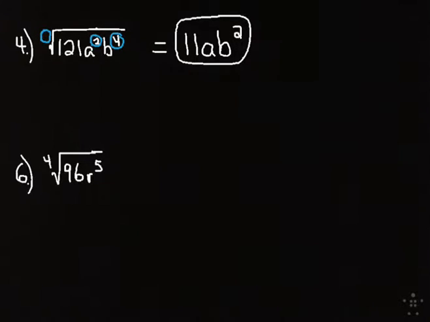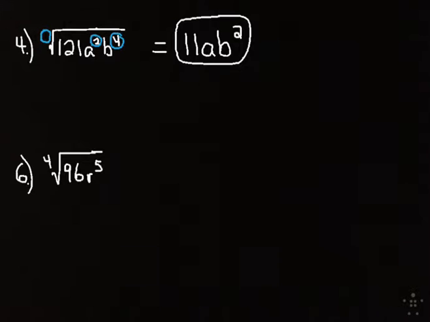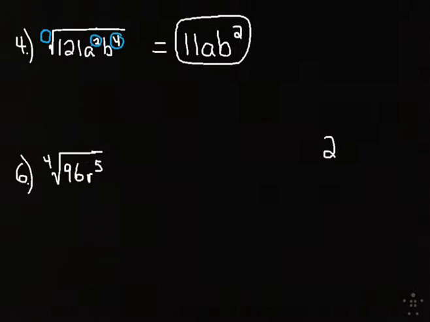Now, number 6, same type of problem, except this time we have a 4th root. The 4th root of 96 r to the 5th. Now, there is no 4th root of 96. 2 to the 4th is 16, 3 to the 4th is 81, 4 to the 4th is way bigger than 96. So there's not a perfect 4th root. So we have to think, is there a perfect 4th root that's a factor of that? What's the first perfect 4th root? 16, right? Because 2 to the 4th is 16. So the first perfect 4th root is the 4th root of 16.